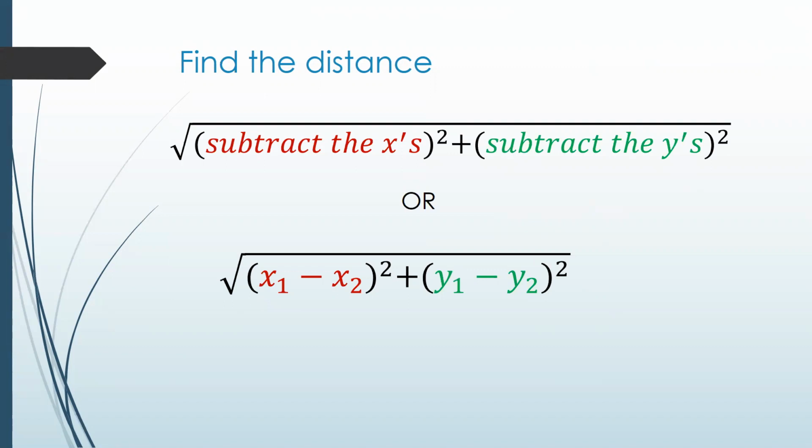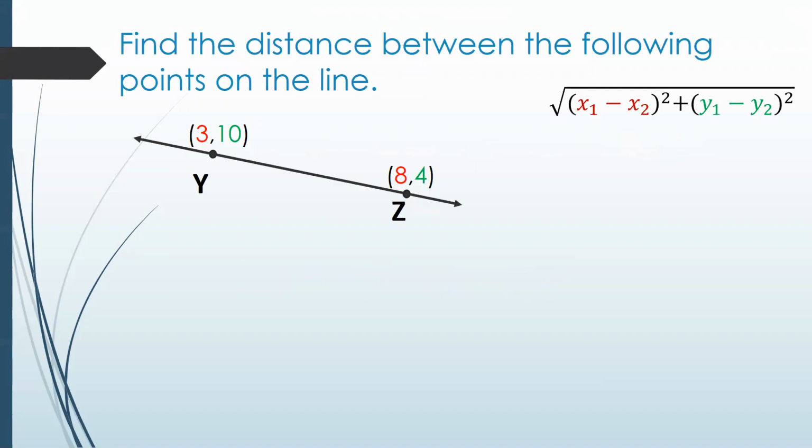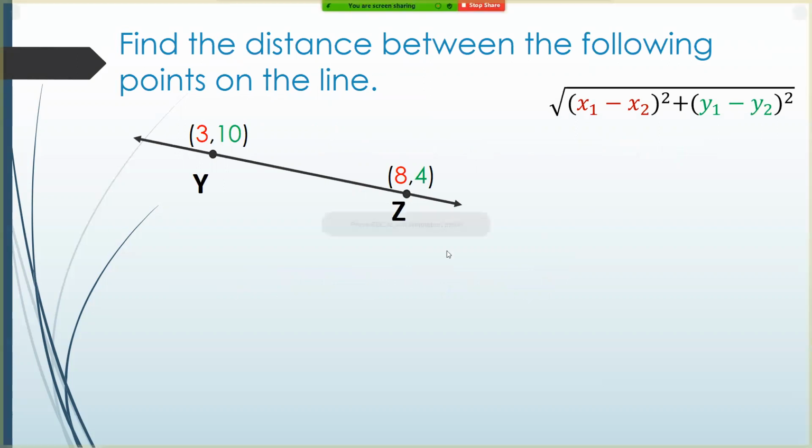This is how you'll see it written on any formula sheet you're given: x1 minus x2 squared plus y1 minus y2 squared. Sometimes you'll see it with the 2's both here and the 1's both there. It doesn't matter. Either way will work just fine. A lot of times when we use the formula, I tend to use this one because it's shorter.